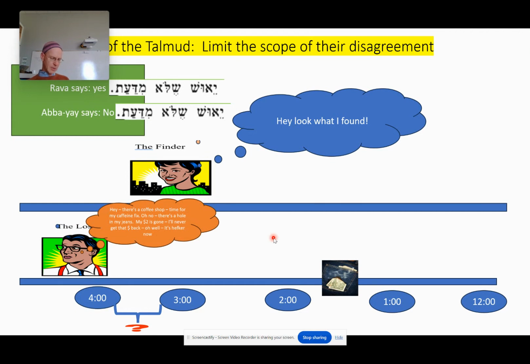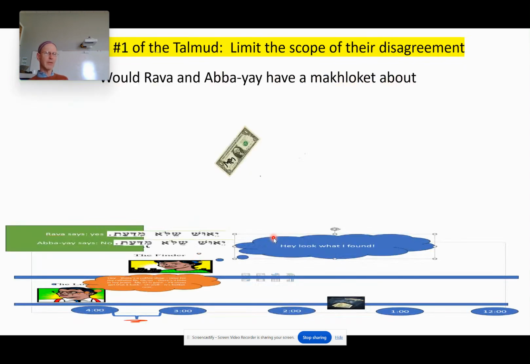The next thing the Talmud does is it limits the scope of their disagreement. It asks the question, what is it actually that Rava and Abaye are arguing about? Would Rava and Abaye have a machloket about a piece of money that has a siman on it? And the Gemara says, no, because the person would never have Yeush. They would never give up the idea of finding it because they know it had a siman. They know they can go back and be tested and get that money back.